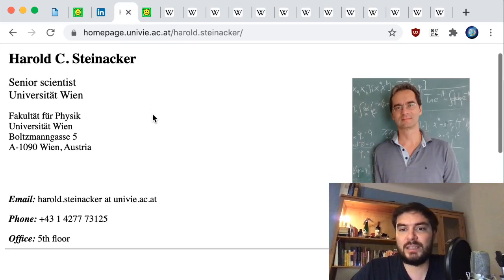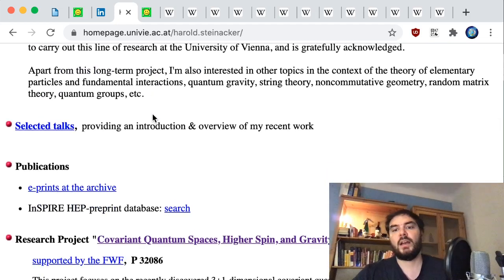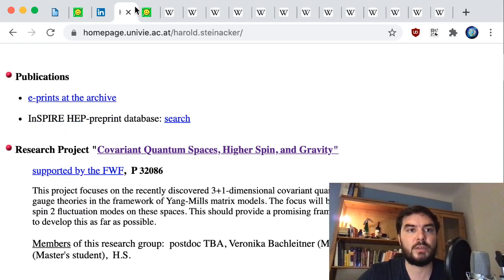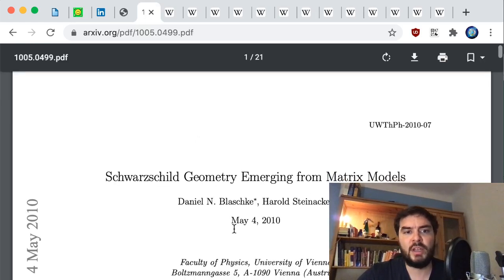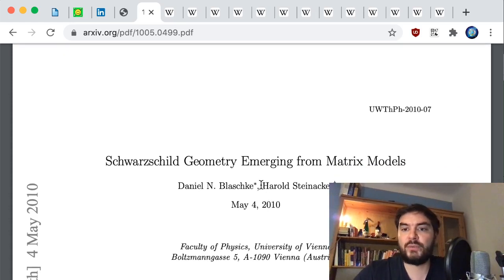So this is the page of my advisor. Here you see his projects. Basically, my thesis grew out of one of his papers. I have it here on the next page, actually. So at one point in May 2010, he wrote this paper, Schwarzschild geometry emerging from matrix models.